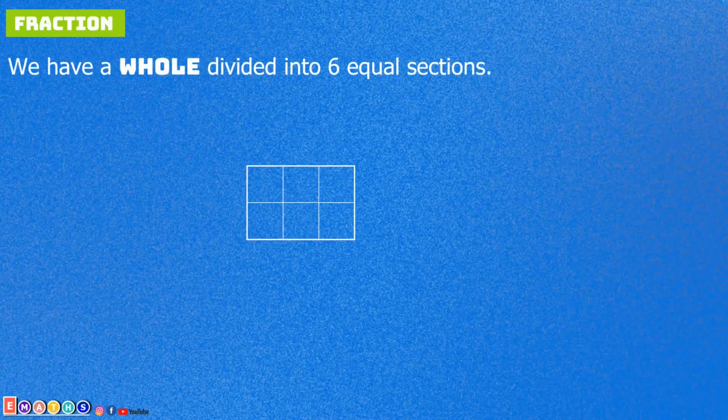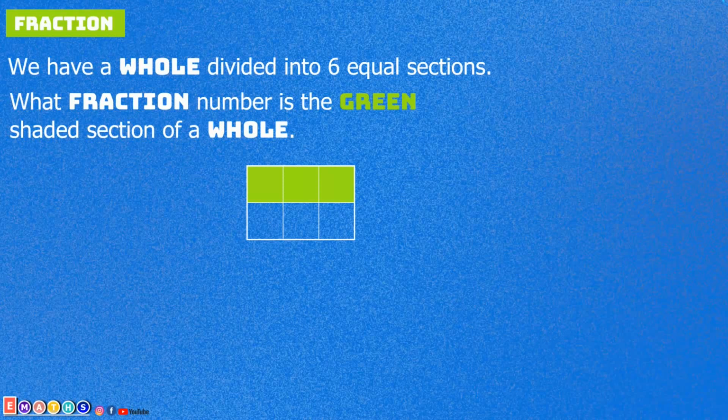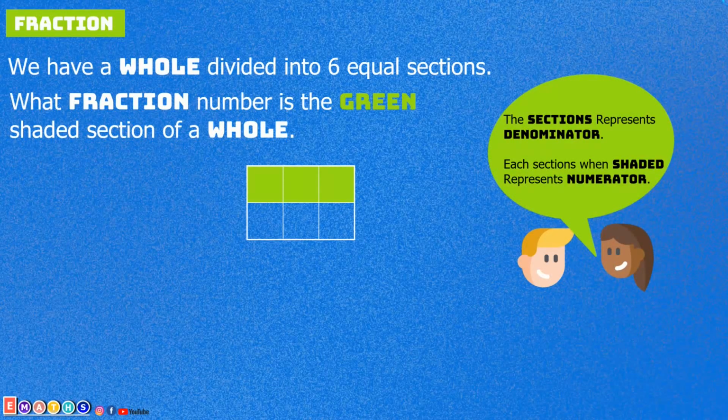A whole divided into 6 equal sections. What fraction is the green shaded section of a whole? Remember, sections represent the denominator. Each section, when shaded, represents the numerator. We have 6 equal sections. Only 3 sections shaded green out of the 6 equal sections.